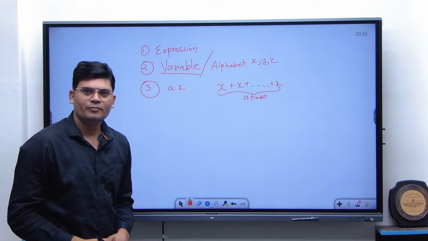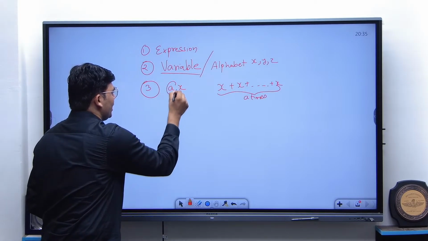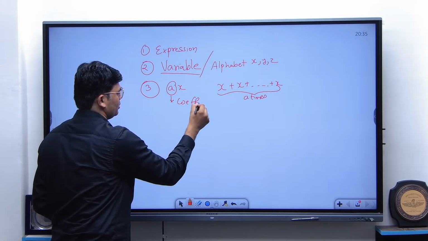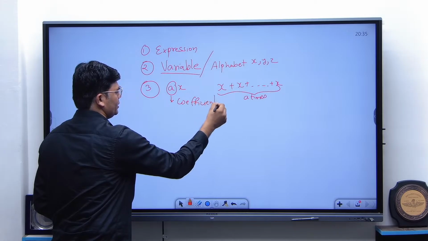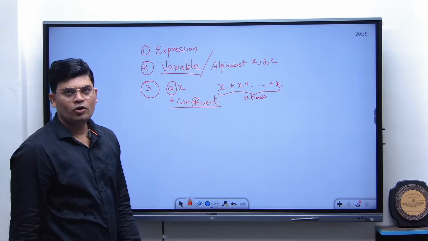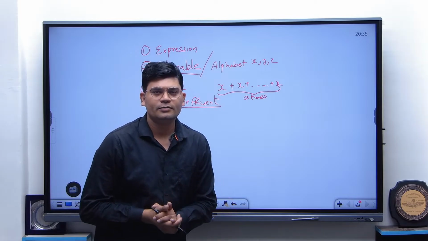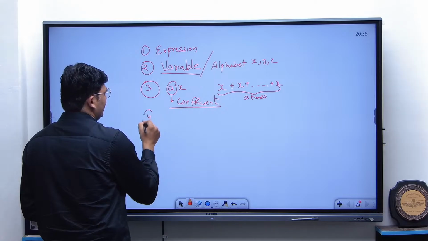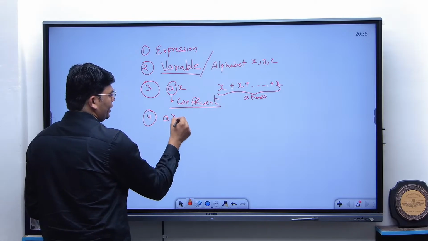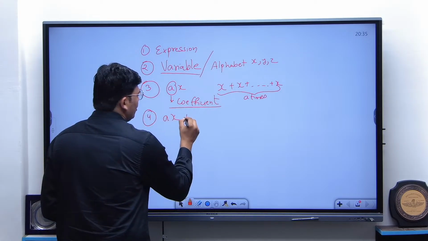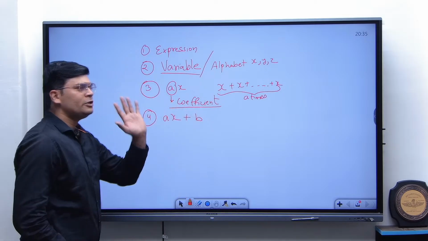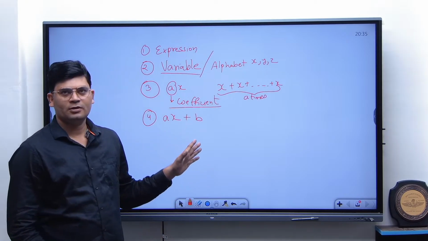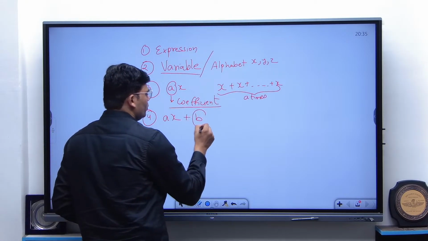It will become ax, and this a is known as the coefficient. Are you getting it? Now you can also add a number to it, any number of your choice. And if that number is also not known, I can use another variable, that is b. So this b is known as the constant.